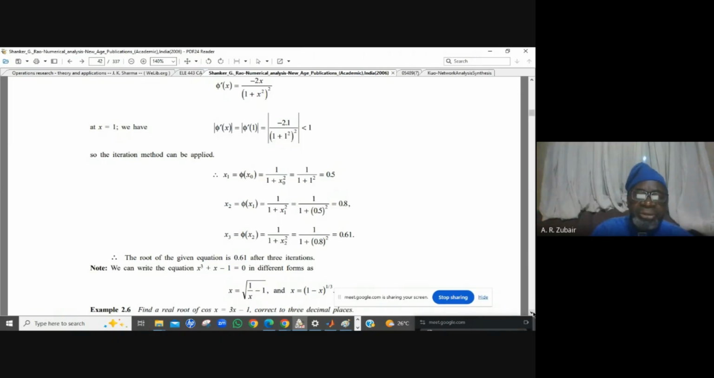If you write a program to do the computation, you need to be able to stop. You cannot continue the iteration indefinitely. You must have criteria to stop.